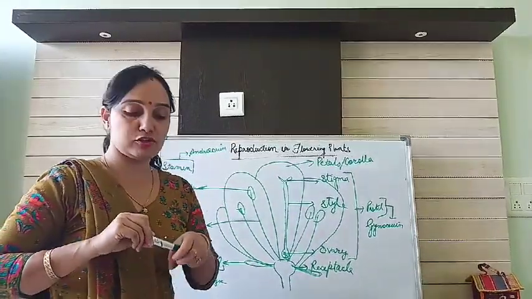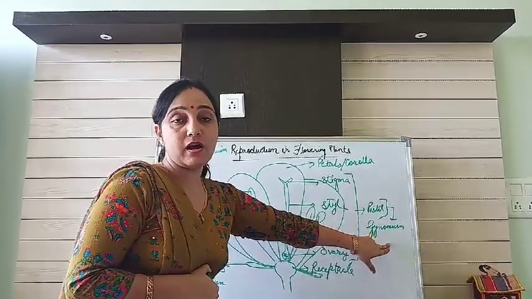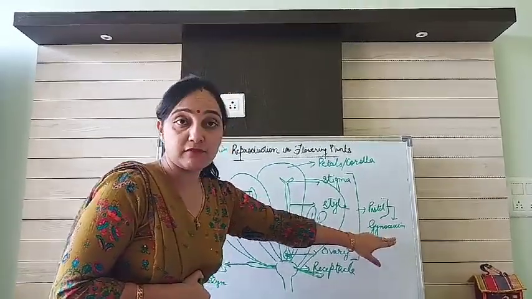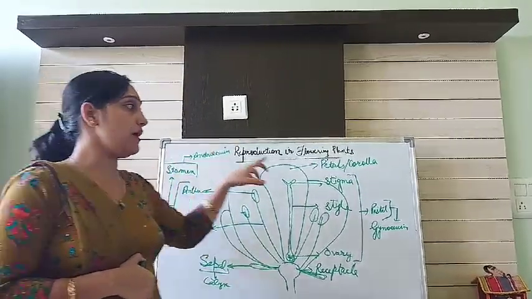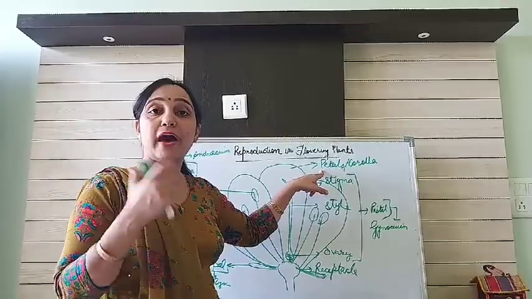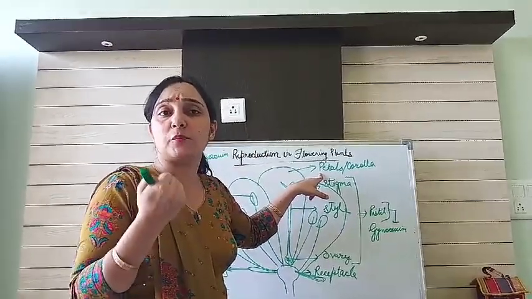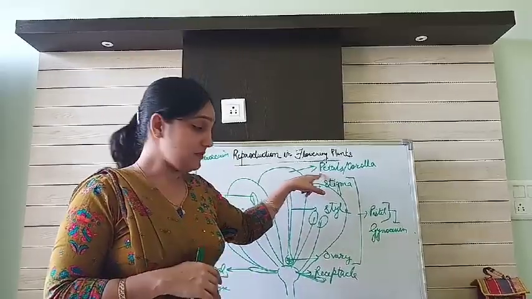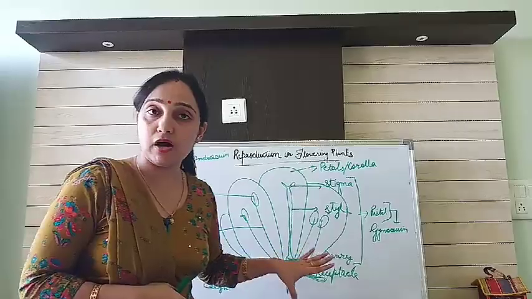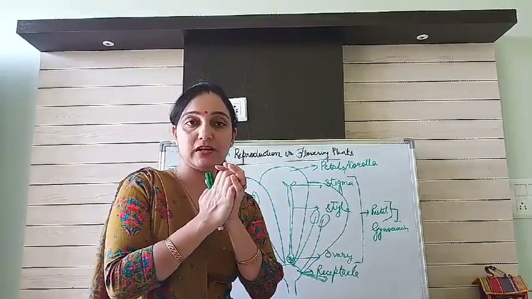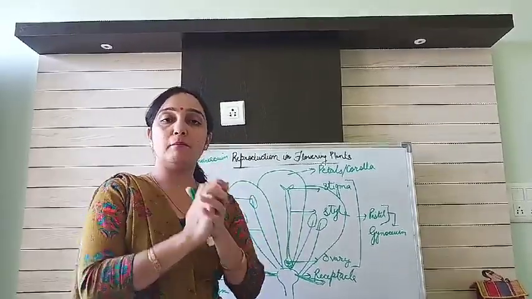Let's see what the function of each part of a flower is. First is gynoecium, which is the female reproductive part of a flower, and androecium, which is the male reproductive part of a flower. This is petal. Petals are bright in color, so they attract pollinators toward the flower for the process of pollination. Next is sepal or calyx, which protects the flower in the bud form. When there is a stage of primordium, it helps the flower in the bud stage.